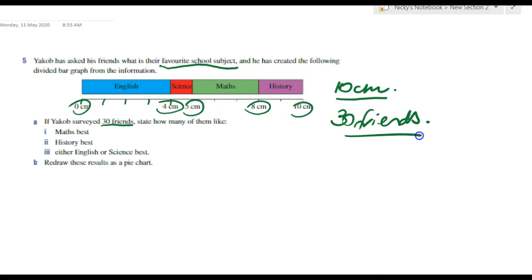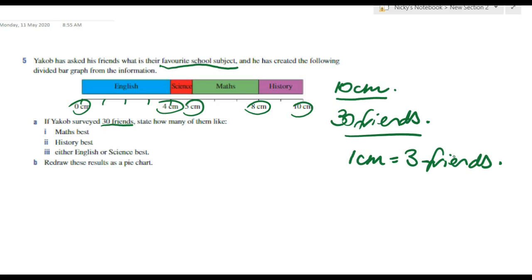So from here you would need to understand that each 1 centimetre section on this divided bar graph is worth 3 friends. I know that because it's 10 centimetres long, but it's representing 30. So if I divide 30 by 10, I get 3, which equals 3 friends in this case.